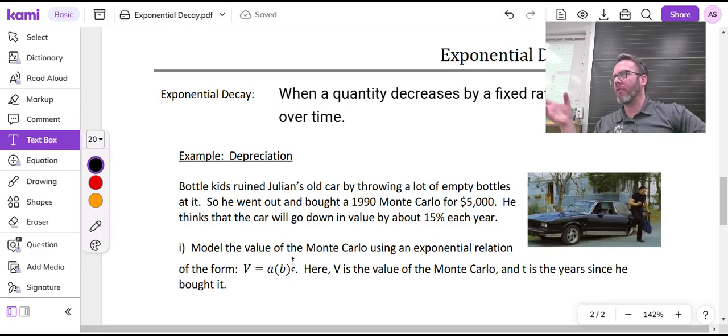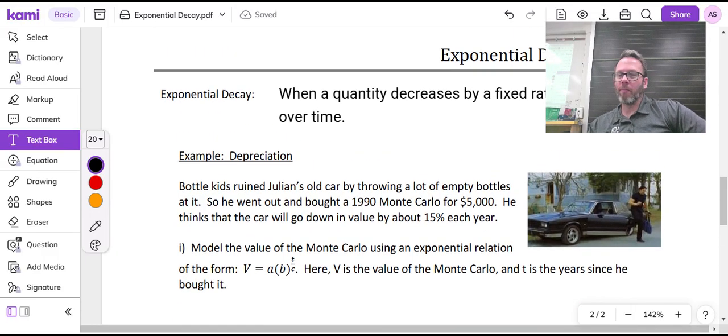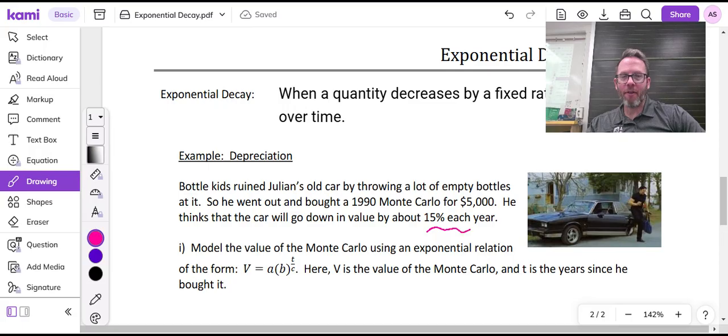Now, most things like cars, furniture, go down in value over time. It's not like a bank account, an investment. They don't grow over time. Some things go up over time, like usually properties or homes or buildings, stuff like that, but usually not cars. So the value of Julian's car is going to go down in value by 15% each year.